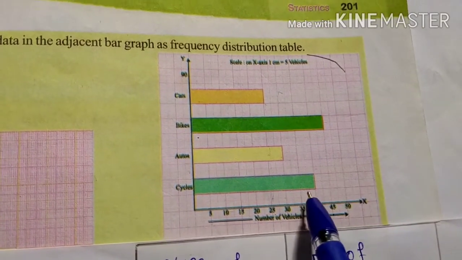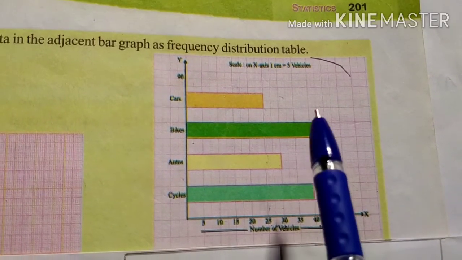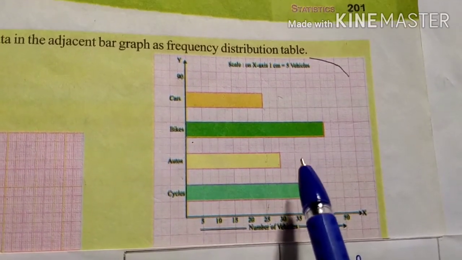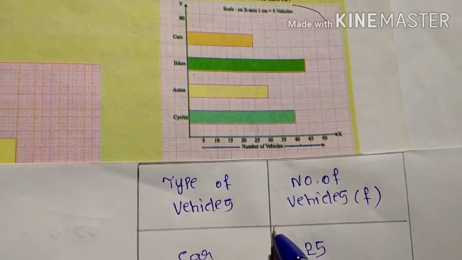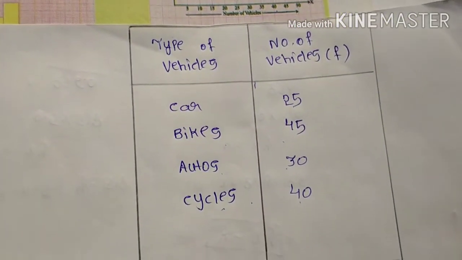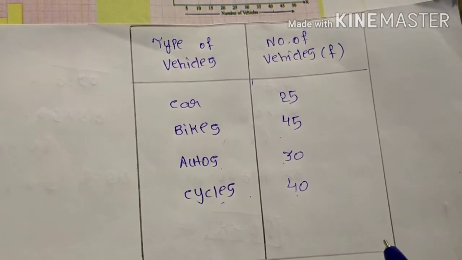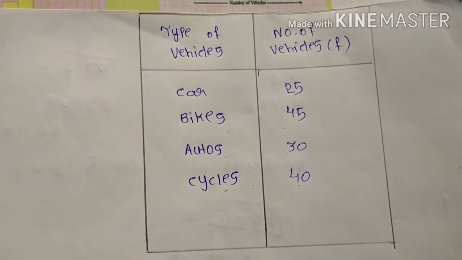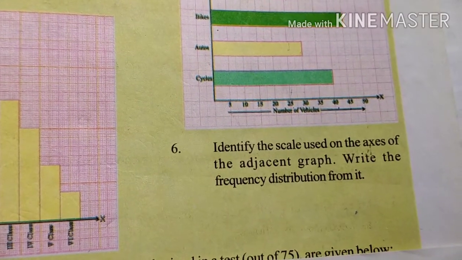This is a bar graph you have studied in the previous classes. Yes or no? Just from the diagram, by observation, you can make the frequency distribution table. This is your solution. Cars are 25, bikes 45, autos 30, cycles 40. This is your solution.